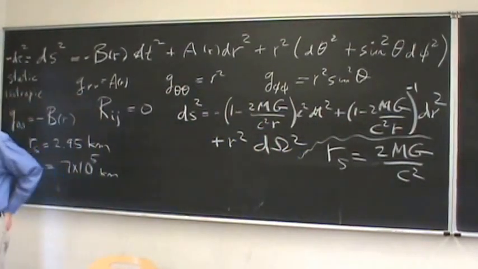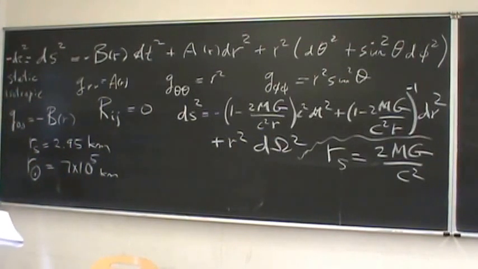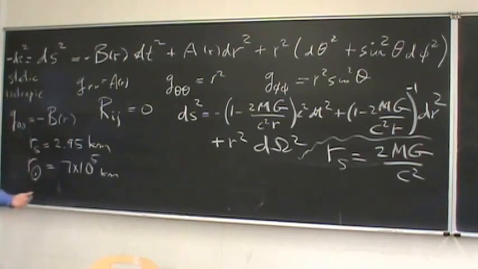And in fact, Einstein used this solution, or his version of it, to predict that the perihelion of Mercury would precess by, I don't know, 21 seconds per century or something.